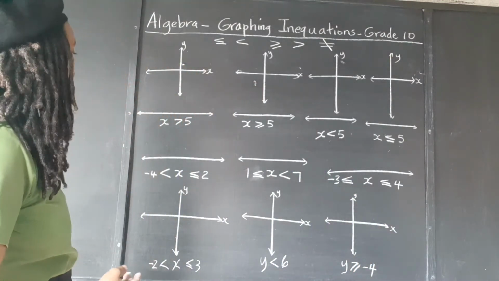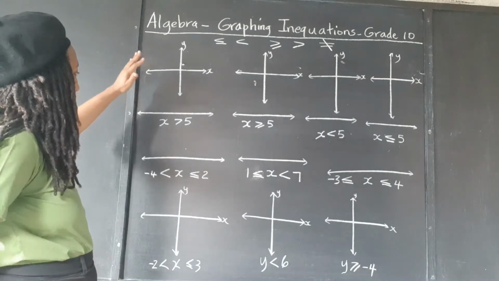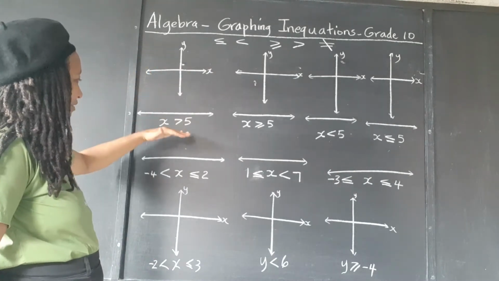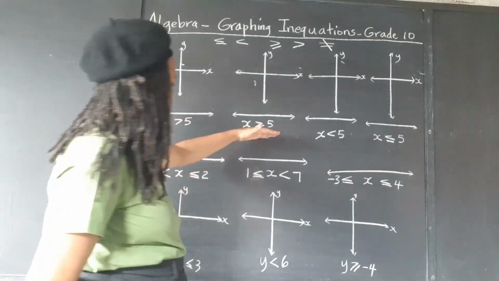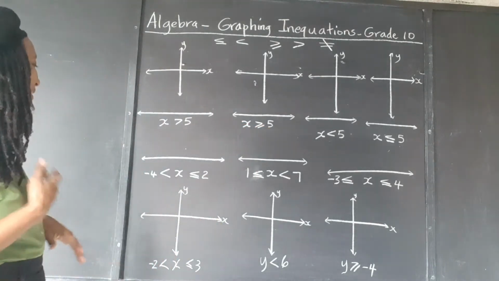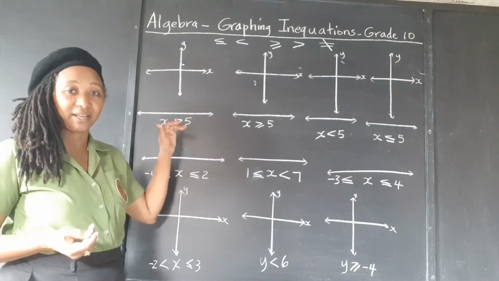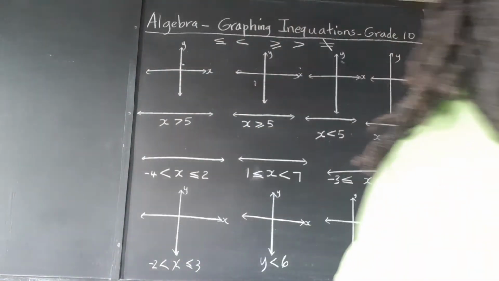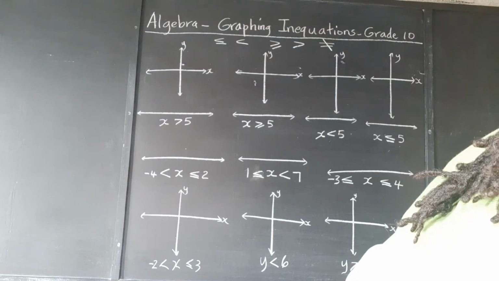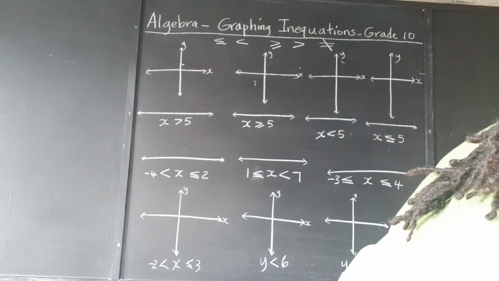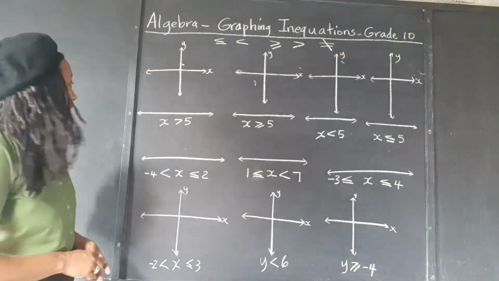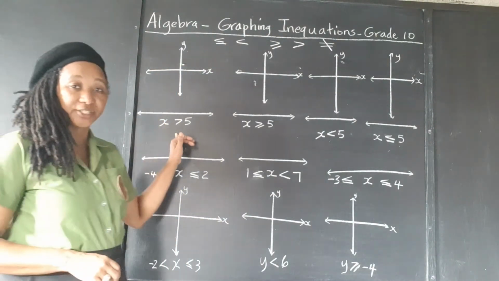So now I'm going to do the coordinate plane and the number line for these. Let's start with those. So we're saying x is greater than 5. Give me a minute, please. Okay. X is greater than 5.